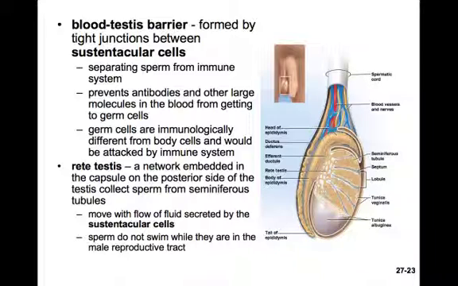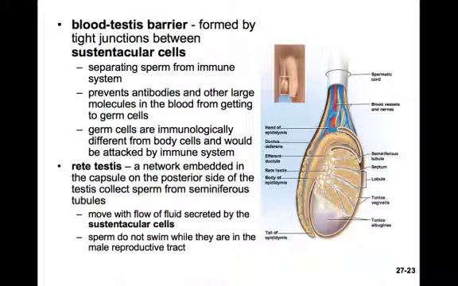Now, it's important to have a blood-testes barrier because the germ cells are immunologically different from the body cells. They have different genetic makeup, after all, and they would get attacked by the immune system. So the sustentacular cells, or Sertoli cells, separate the sperm from the immune system by providing this barrier.